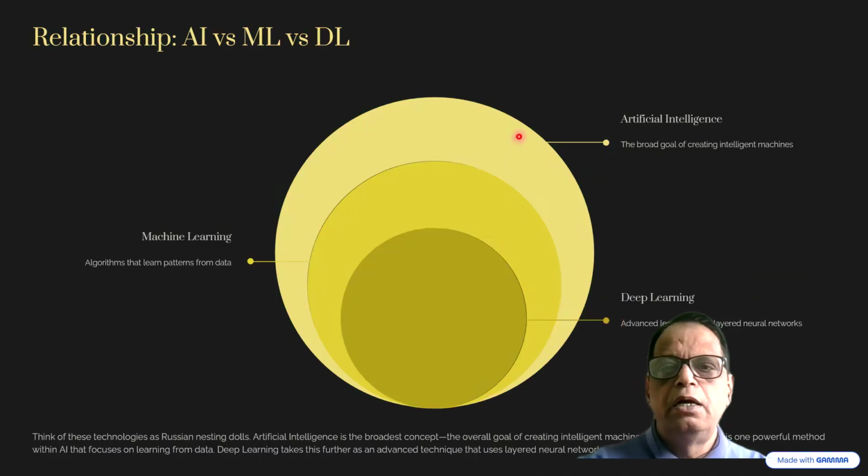So one can say that artificial intelligence is a broader goal. Inside artificial intelligence, we have machine learning, which consists of algorithms that learn from the data. Inside machine learning, we have deep learning. So this inner circle represents deep learning, which is basically advanced learning using layered neural networks.